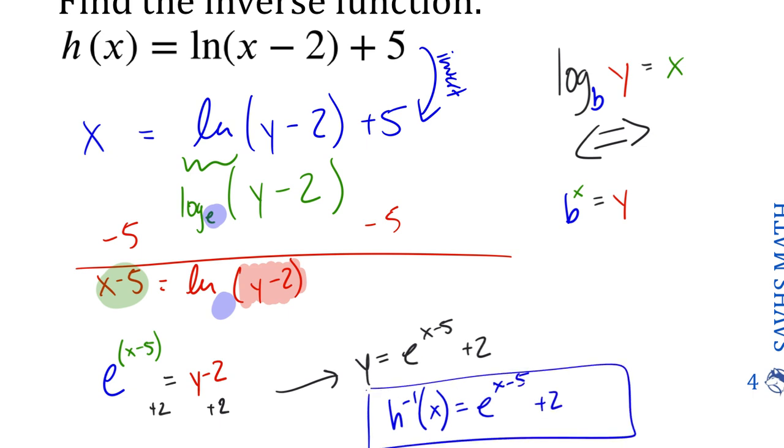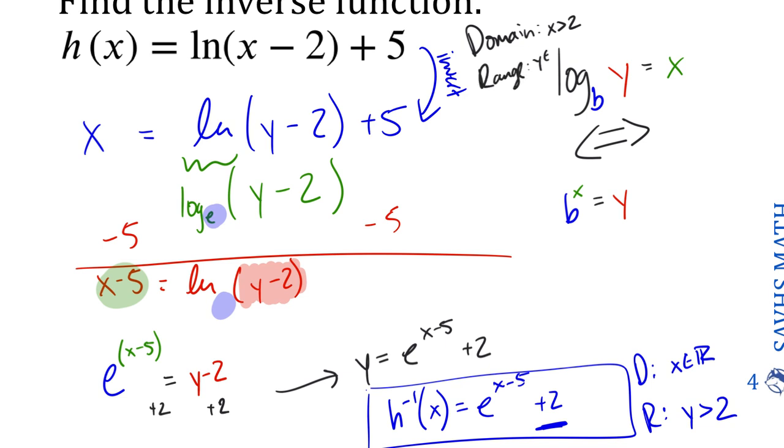So let's talk about domain and range at this point. I know that the domain of this function is x is an element of the real numbers, all real numbers. The range starts at 2 and goes up from there. So it's y is greater than 2, which means that I should be able to pull back to the original function and say the domain of this function is x is greater than 2, and the range is y is an element of the real numbers.